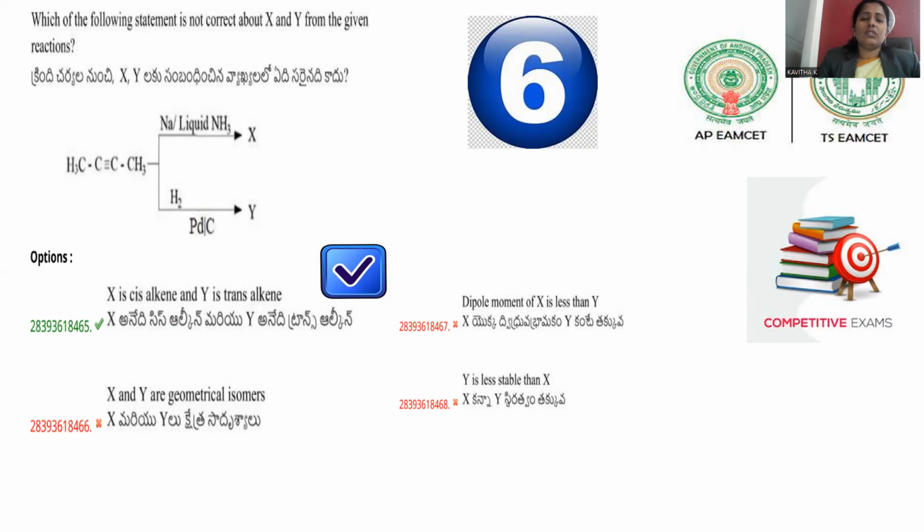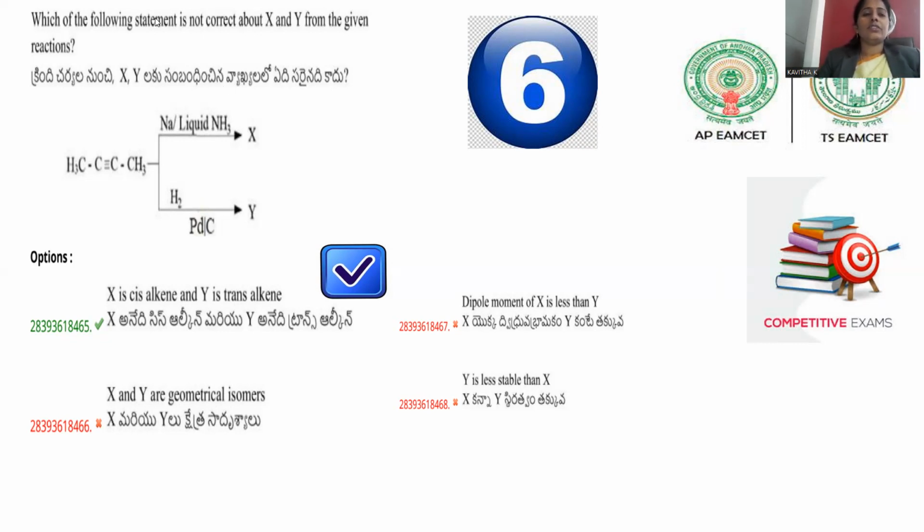Which of the following statements is not correct about X and Y from the given reaction? This is the kind of carbon-carbon triple bond, 2-butyne, treated with sodium in liquid ammonia, and hydrogen with palladium on carbon. Sodium in liquid ammonia is called what? Birch reduction, and palladium carbon hydrogen is called Lindlar's catalyst. Palladium barium sulfate is used, or else palladium carbon is also used. Sodium in liquid ammonia is the reagent for trans addition, and trans alkene will be generated. Palladium carbon gives rise to the cis alkene. Cis 2-butene is the product at Y. Trans 2-butene is the product at X.